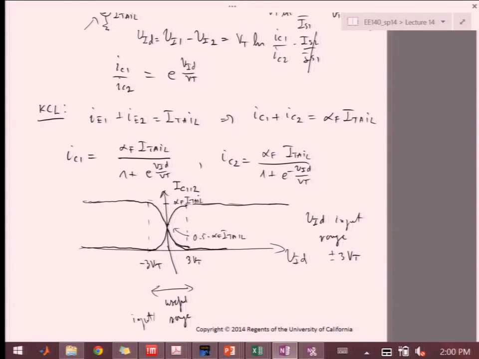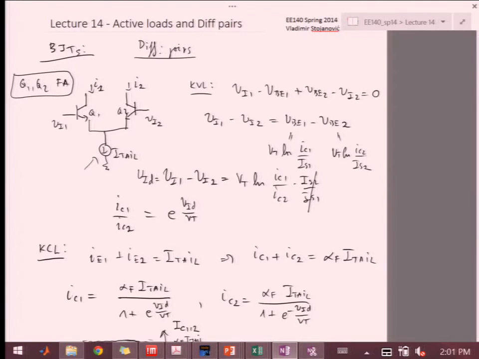Make it larger. As I'm changing my VID, I just have to divert it so that most of VID is dropped now somewhere else and not across the base emitter, right? Because the current reacts exponentially to the base emitter voltage. So what can I add to this diff pair to kind of drop the voltage somewhere without dropping it on the base emitter? I can add a resistor where?